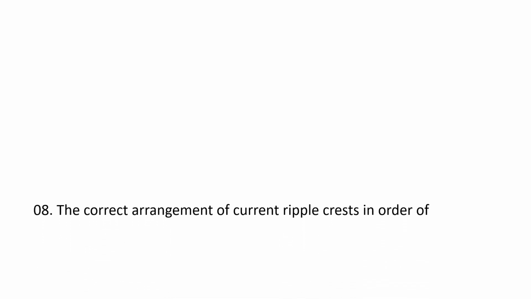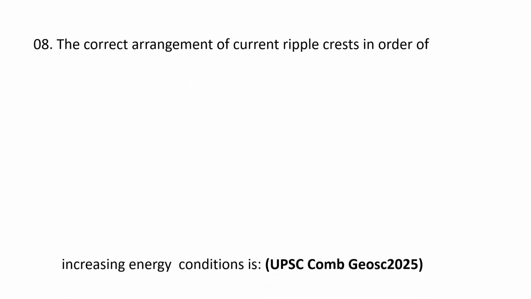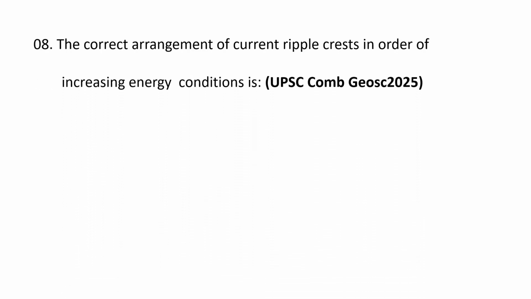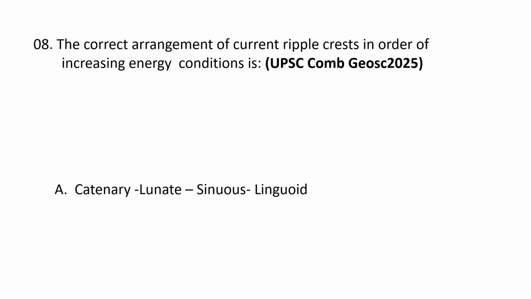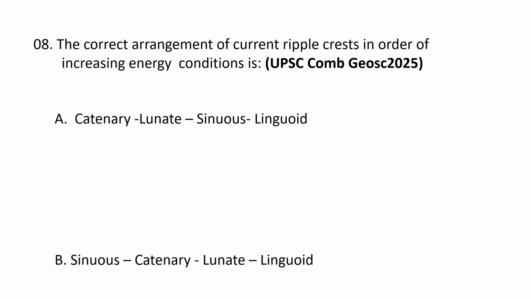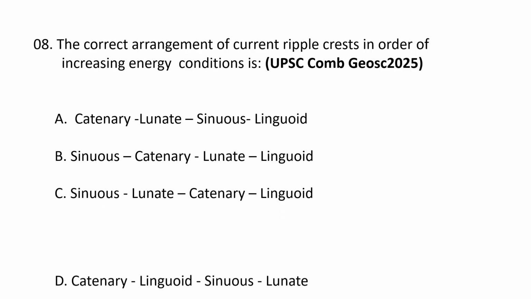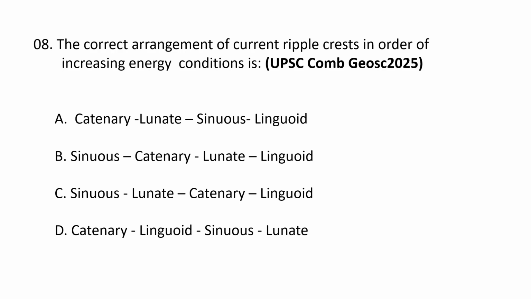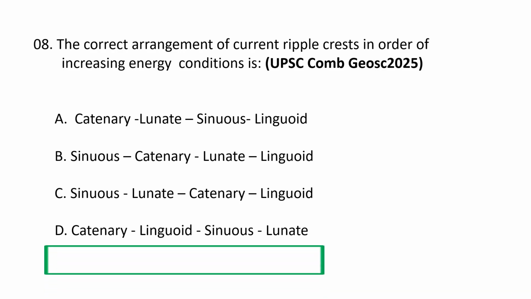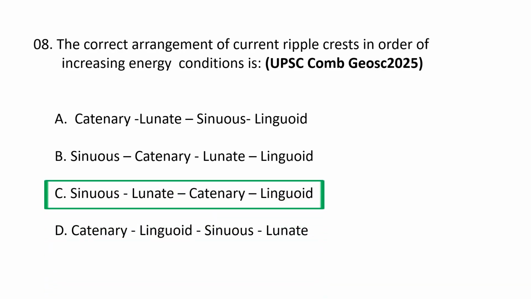Next question. The correct arrangement of current ripple crest in order of increasing energy conditions is A. Catenary, lunate, sinuous and linguoid. B. Sinuous, catenary, lunate and linguoid. C. Sinuous, lunate, catenary and linguoid. D. Catenary, linguoid, sinuous and lunate. So the correct arrangement of the current ripple crest in the order of increasing energy condition is sinuous followed by lunate followed by catenary and linguoid. C is the correct option.